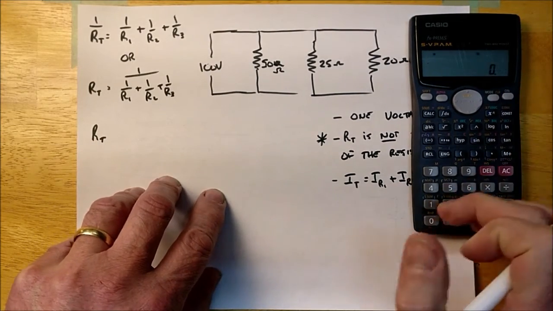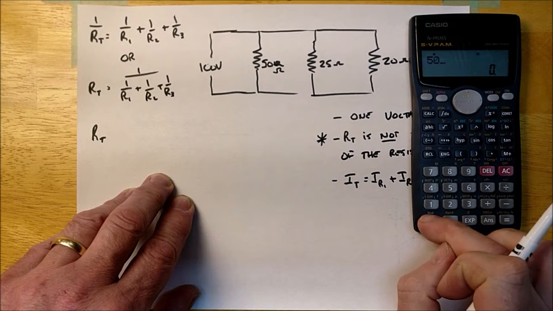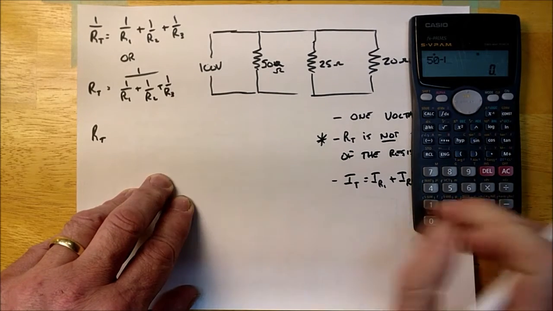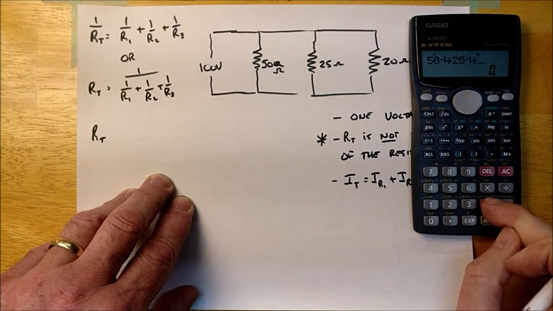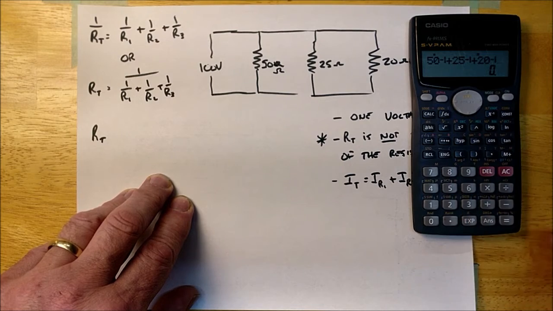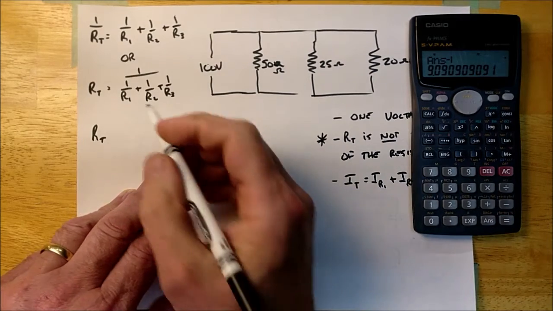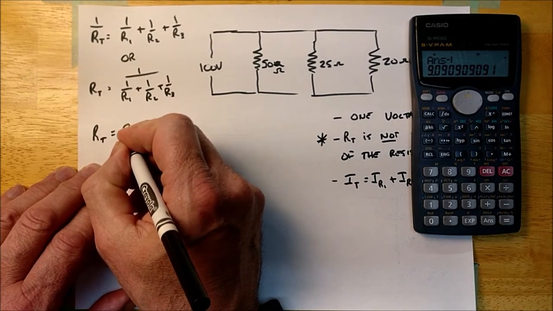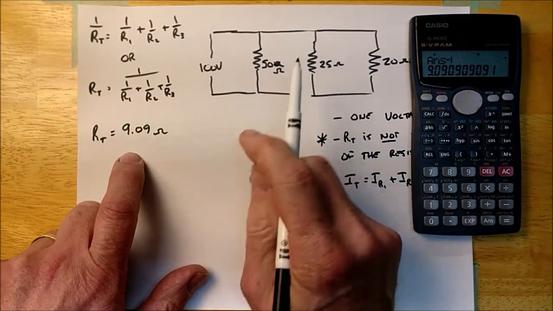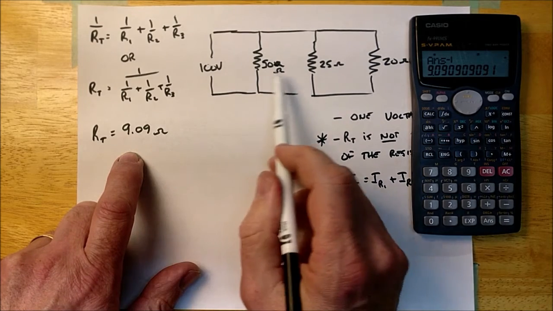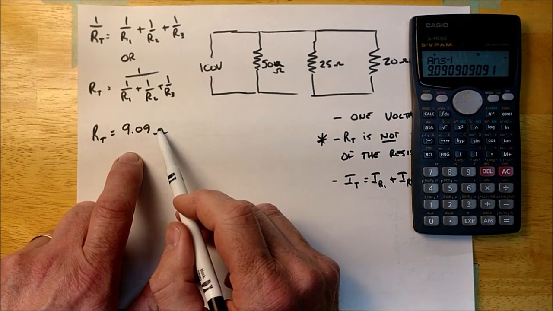If I wanted to calculate RT in this circuit, I'm going to do it using the 1 over X button, all right, guys? So it would be 50, 1 over X, plus 25, 1 over X, plus 20, 1 over X, equals, and then hit 1 over X one more time, equals. According to this calculation, RT is 9.09 ohms, okay? That makes sense because we remember from level 1 that the total resistance is less than the lowest resistor. So it should be less than 20 ohms. So I believe that this is true.